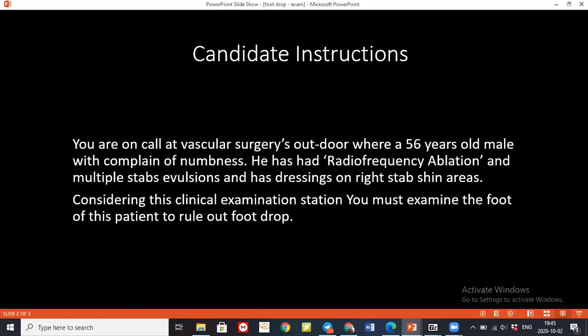Shorts on. The position of the patient should ideally be standing at first, and then lying afterwards. So I will start my examination by inspection of this patient's leg.